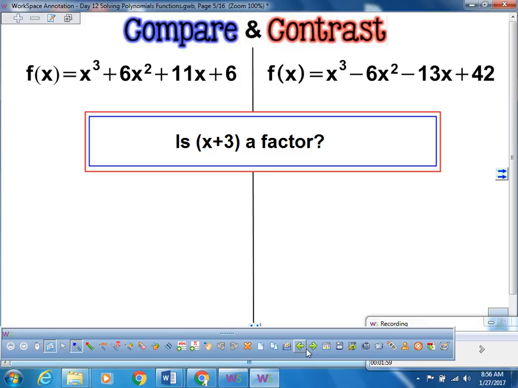Okay, somebody have an answer for me? Anybody have a guess? Let's hear it. Okay, how would I know if x plus 3 is a factor, based on what we did yesterday? Mama? Okay, did you guys all hear that? We could use long division or synthetic division, and if we get a remainder of 0, then we know it's a factor. So we could test it.